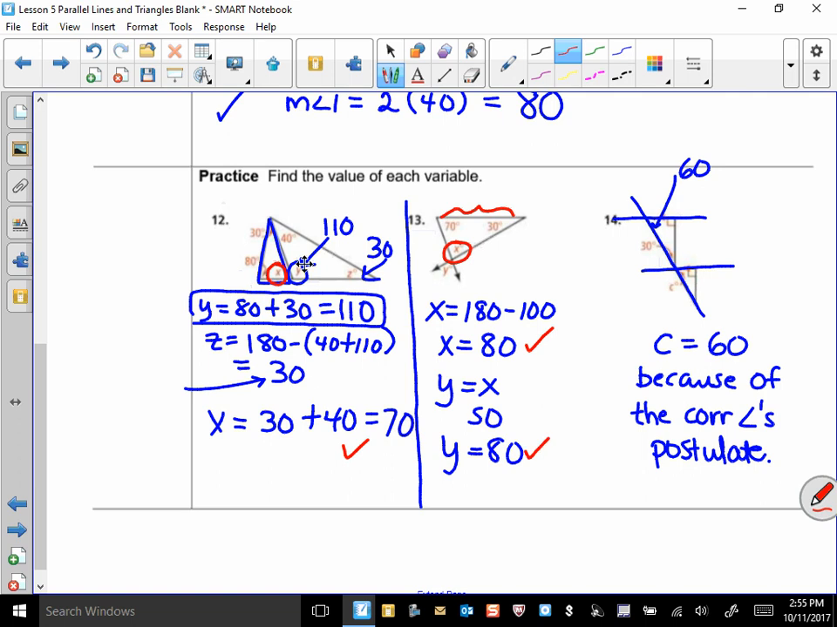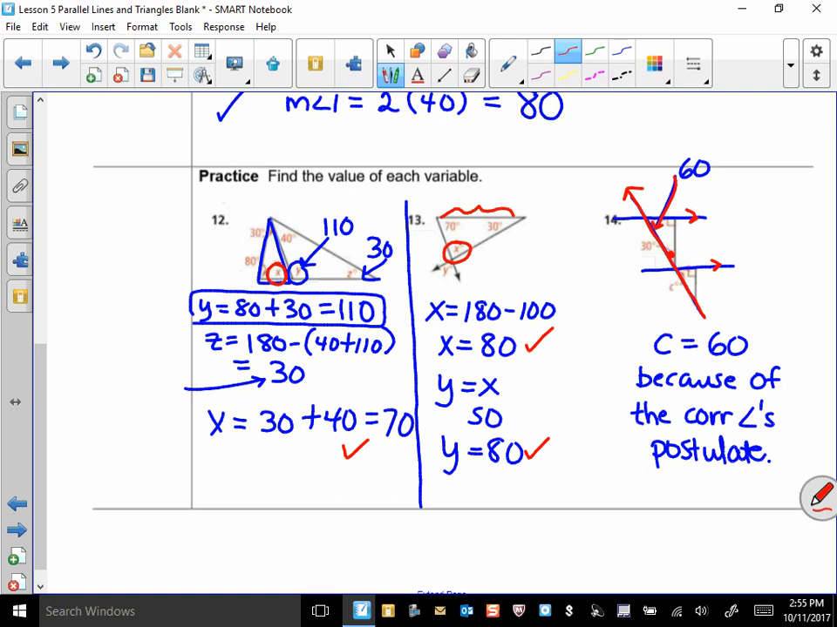And once again, for 14, I had to get out my colored pencils. They mark that these 2 are parallel, so I highlighted in my transversal. And then I could see they told me that this angle right here measures 30. That means this one had to measure 60 by the triangle angle sum theorem.